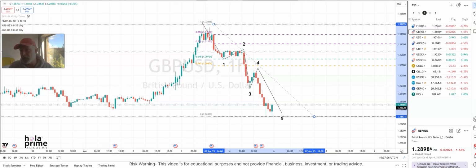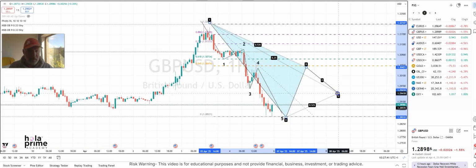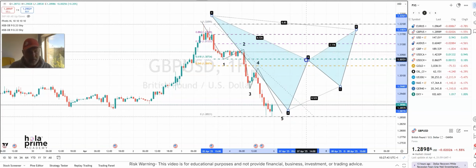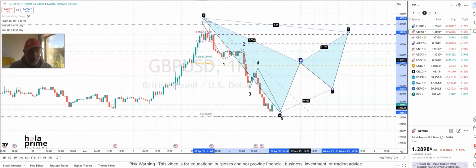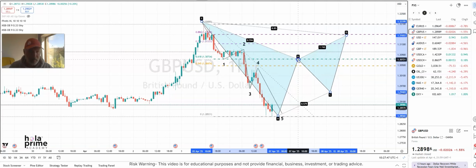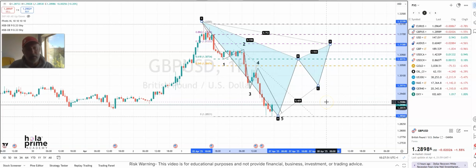I'll be looking for a cipher pattern here to confirm a top. So, something like this, or perhaps this, which is a Gartley formation. Something along these lines. So again, when we're looking at time scale, look at the bottom of the chart. Where are we moving into? 7th, 8th, possibly the 9th of April, which is obviously getting into those data releases later in the week.